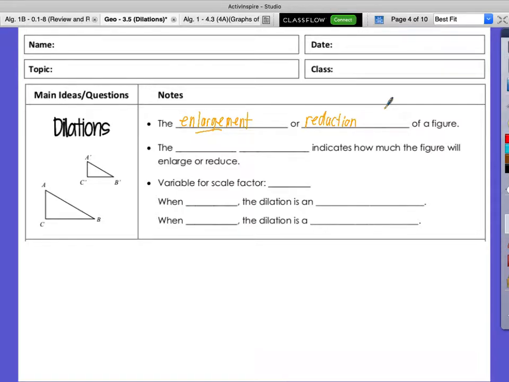Now, we have this thing called the scale factor. And the scale factor indicates or tells us how much the figure will enlarge or reduce. How much bigger or smaller we're getting.